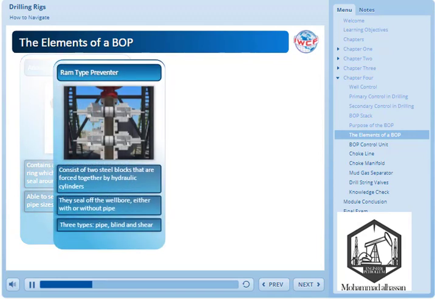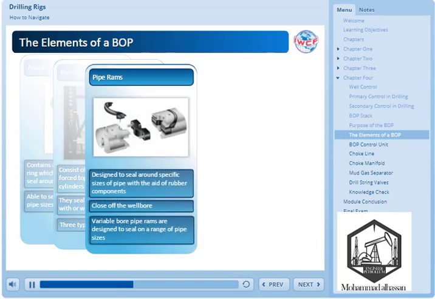Ram-type preventers consist of 2 steel blocks that are forced together by hydraulic cylinders to seal off the wellbore either with or without pipe. There are generally 3 types: pipe, blind, and shear. Pipe rams are designed to seal around specific sizes of pipe with the aid of rubber components, closing off the wellbore. Variable bore pipe rams are designed to seal on a range of pipe sizes.